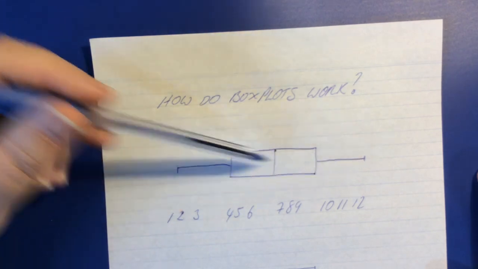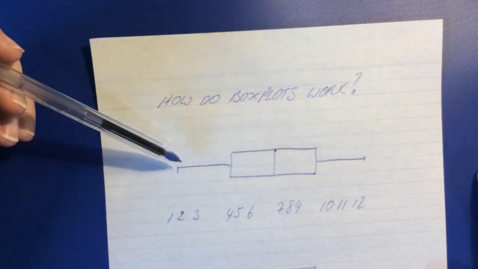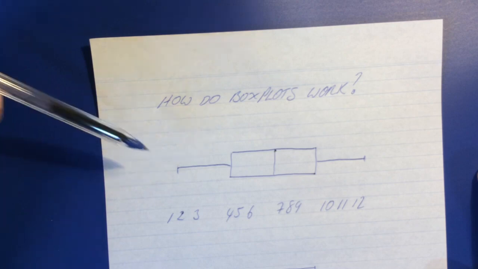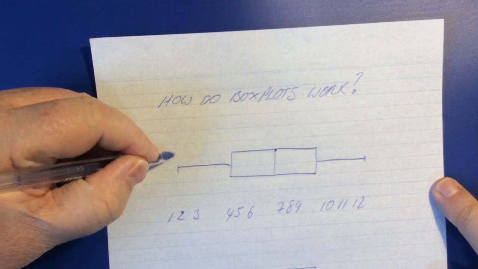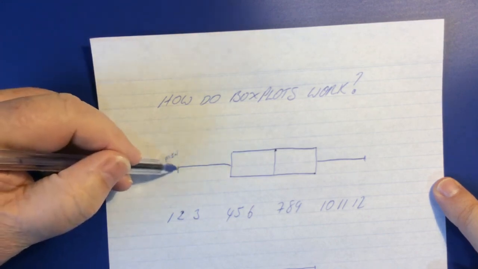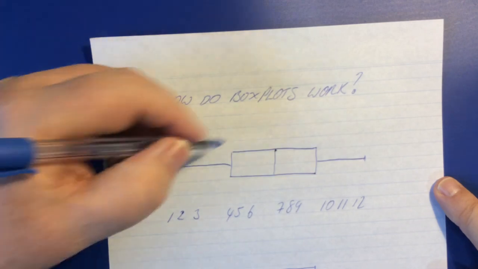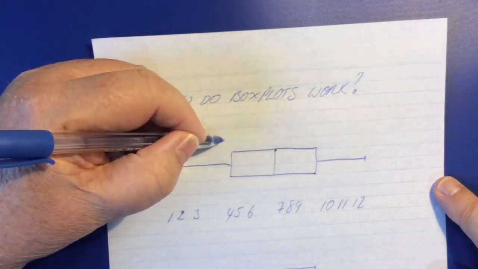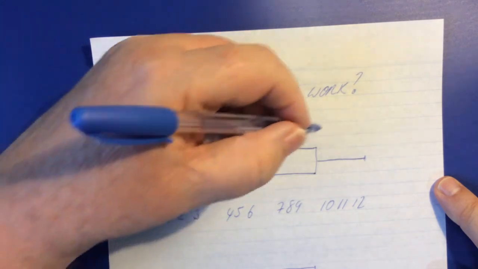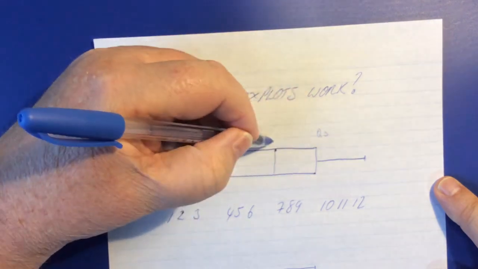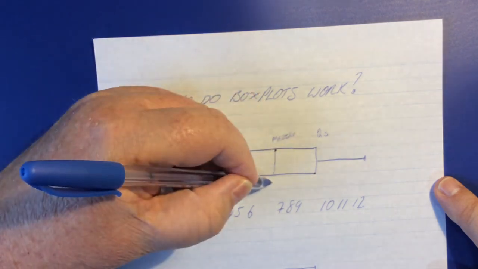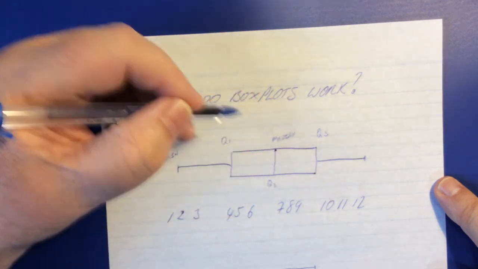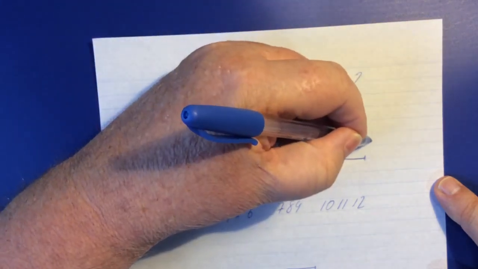This is what a box plot looks like, and it's got a few parts. It's got a minimum. That's a graphic illustration of the minimum value of a set of data. It's got what are called quartiles, Q1 and Q3. It's got a median, which technically speaking is the second quartile, but we call it a median. And it's got a maximum value.